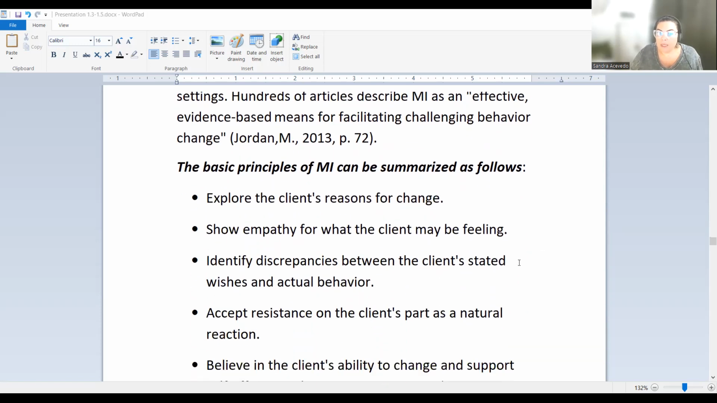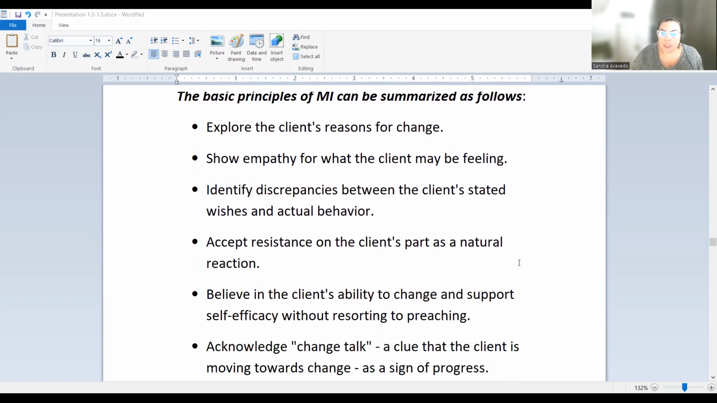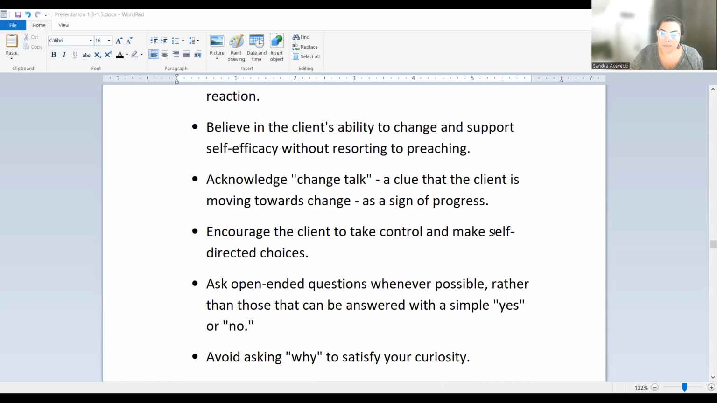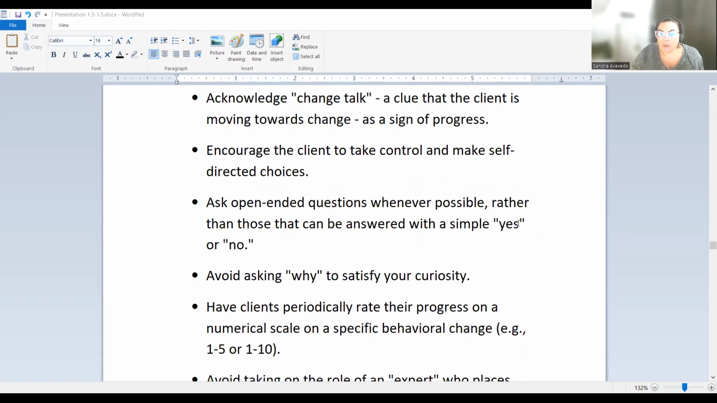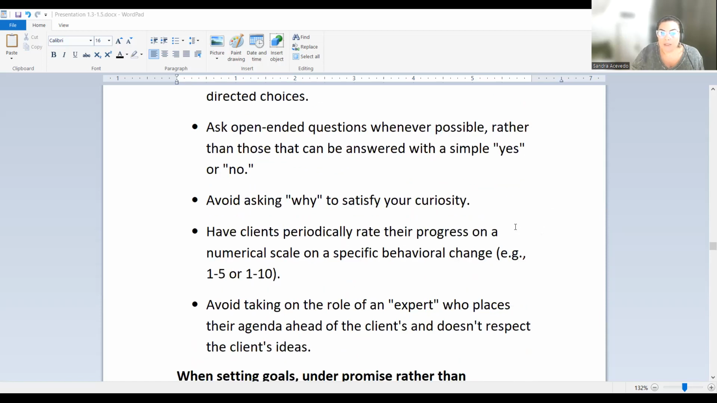The basic principles of MI can be summarized as follows: explore the client's reasons for change, show empathy for what the client may be feeling, identify discrepancies between the client's stated wishes and actual behavior, accept resistance on the client's part as a natural reaction, believe in the client's ability to change and support self-efficacy without resorting to preaching, acknowledge change talk, conclude that the client is moving towards change as a sign of progress, encourage the client to take control and make self-directed choices, ask open-ended questions whenever possible rather than those that can be answered with a simple yes or no, avoid asking why to satisfy your curiosity.